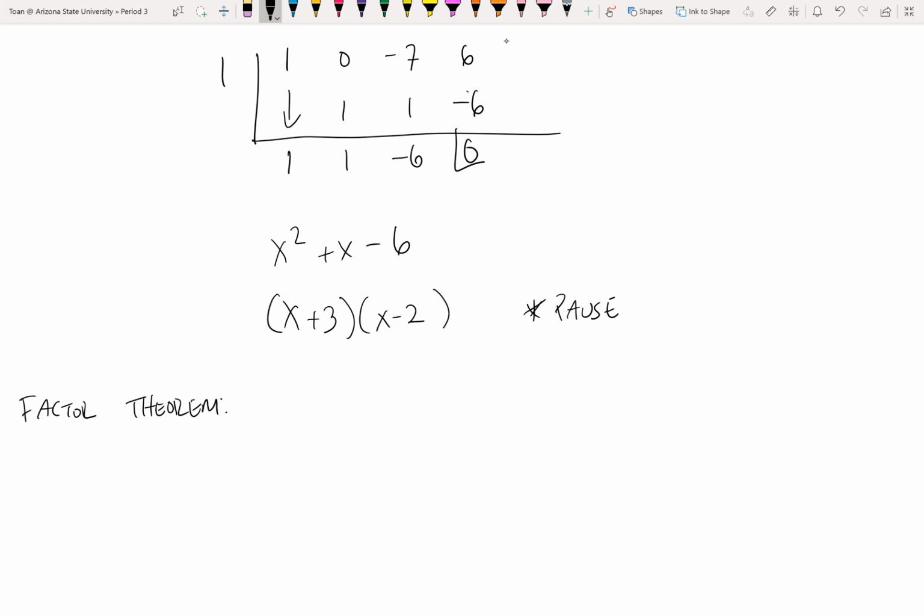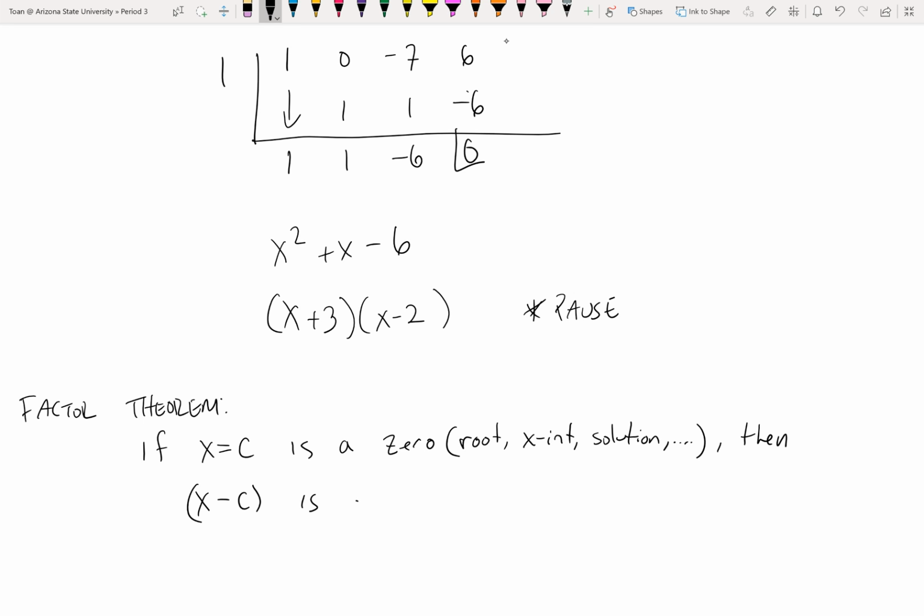Well, the factor theorem states, if you know a zero, now, again, as I stated yesterday, the word zero has a lot of different names. You could also use the word root. You could also use the word x-intercept. You could also use the word solution. So if x equals whatever number is a zero, then x minus that number is a factor.